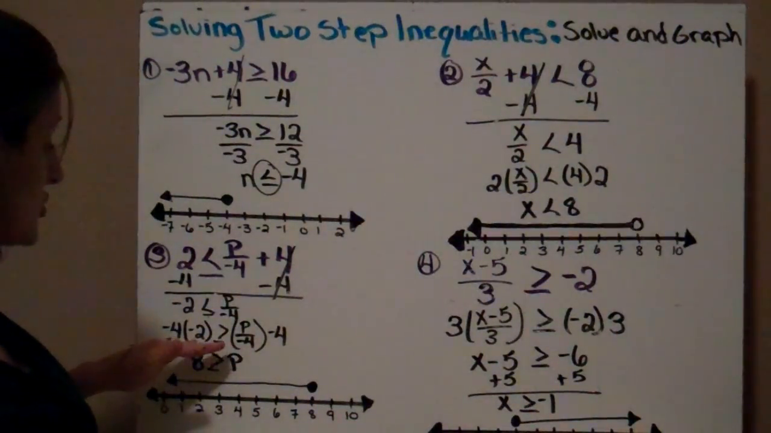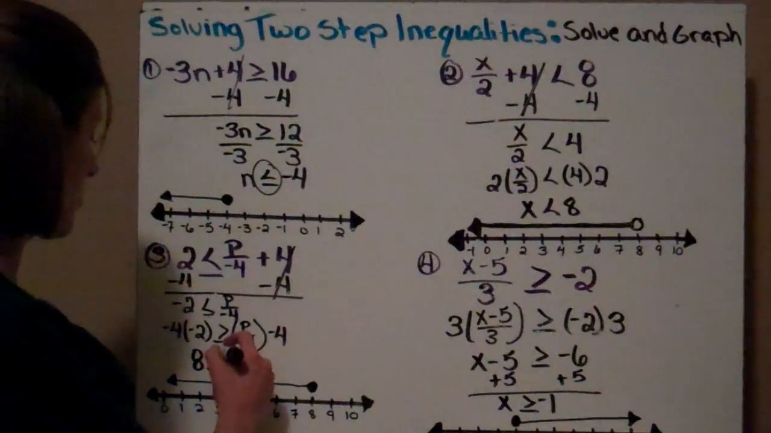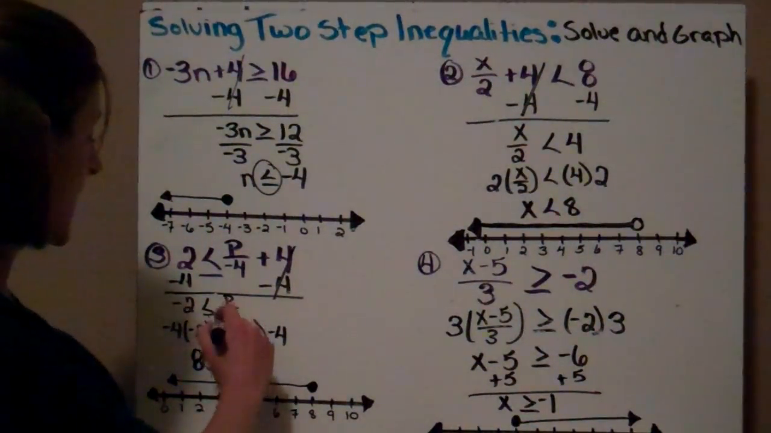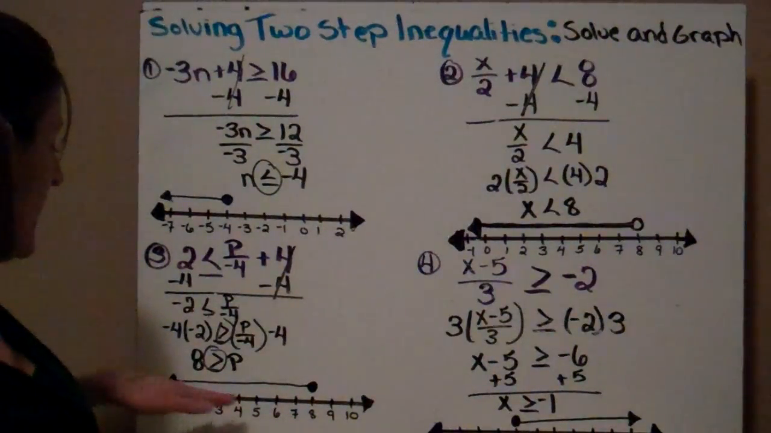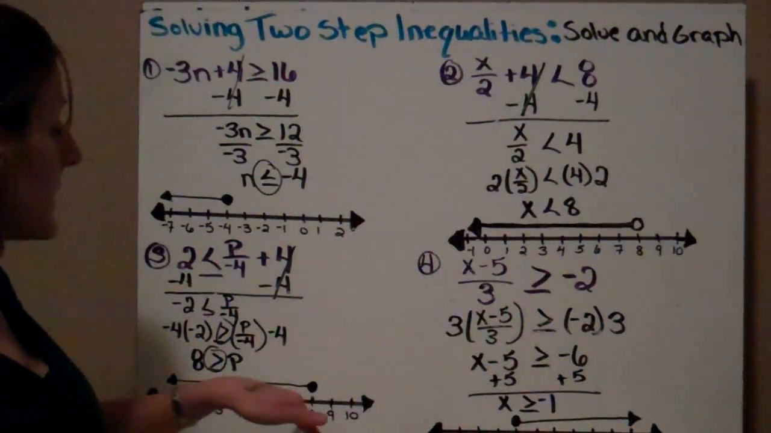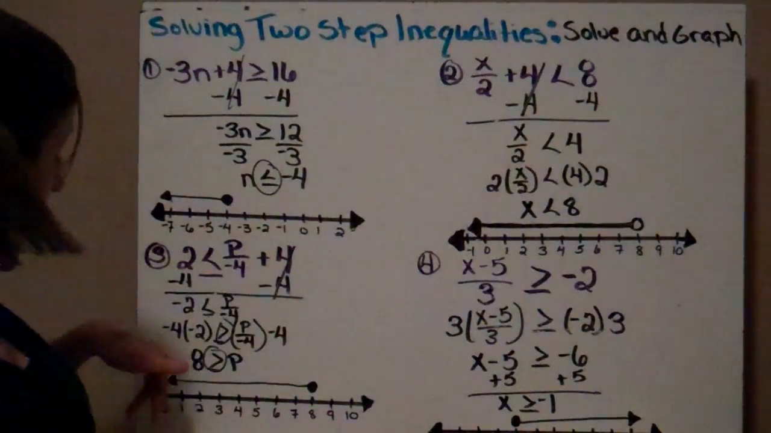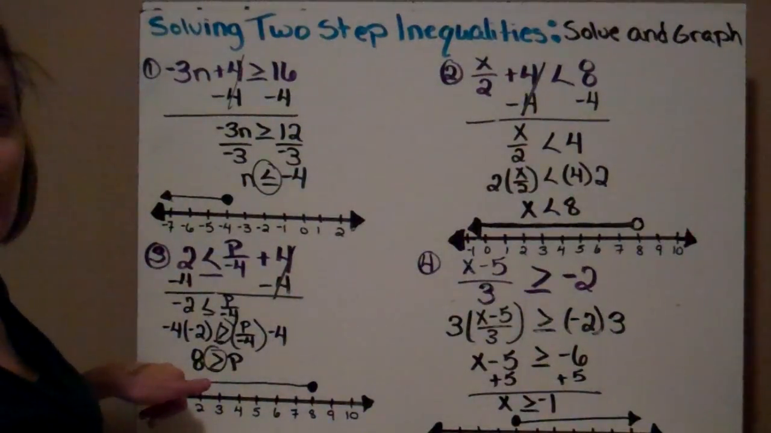Alright, I've got to multiply each side by a negative 4. Remember, when I do that, look at my sign. I flipped it because I multiplied each side by a negative. That means 8 is greater than or equal to p. That means closed circle on 8. 8 is going to be my largest number, so I'm going to draw my arrow towards the smaller numbers, which is towards the left.